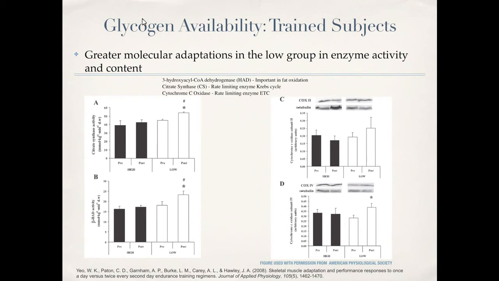We also see greater molecular adaptations in the low group in enzyme activity and content. You can see citrate synthase activity in the low group is higher than the high group, as well as BHAD. Also, you see cytochrome C oxidase subunit in the D figure is higher in the low than the high. This is pointing those things out: citrate synthase, BHAD, as well as cytochrome C oxidase.